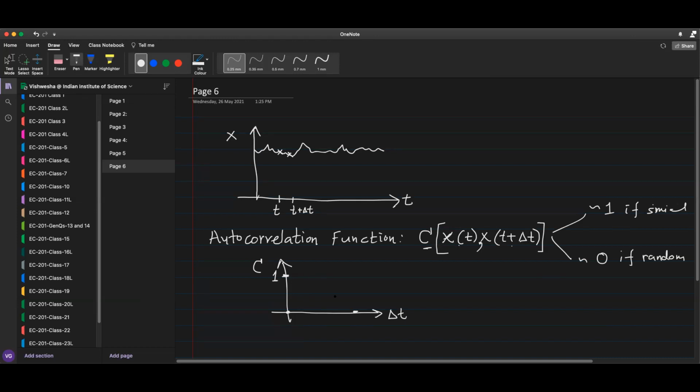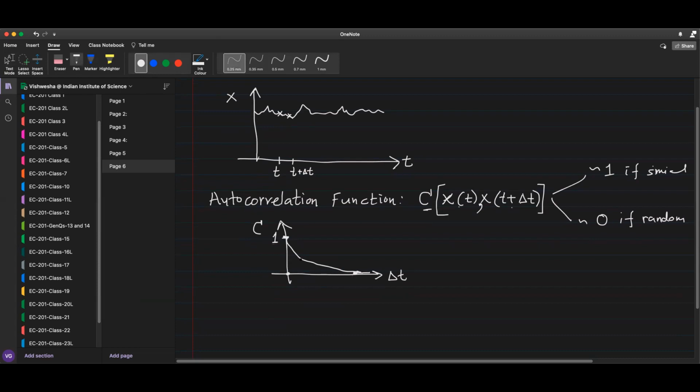So now in between, what do you expect? It will decay. It will decay to 0 in some form, at large time scales. Okay, so this is called the autocorrelation function.